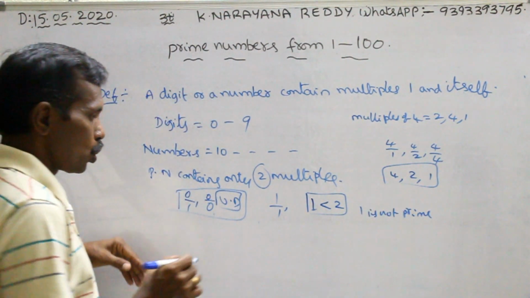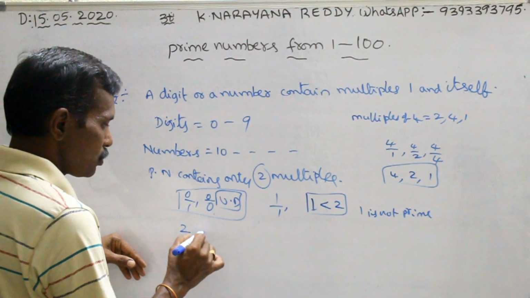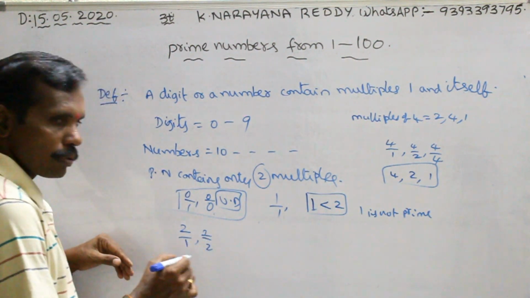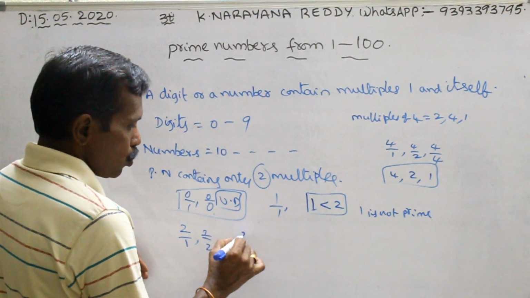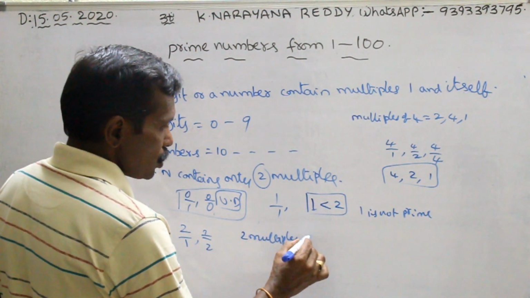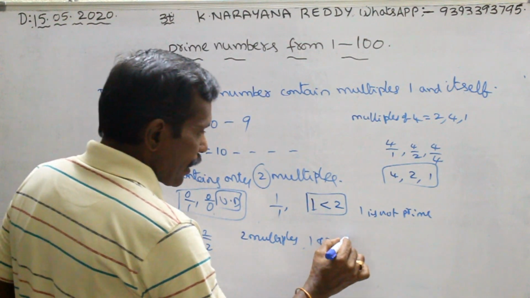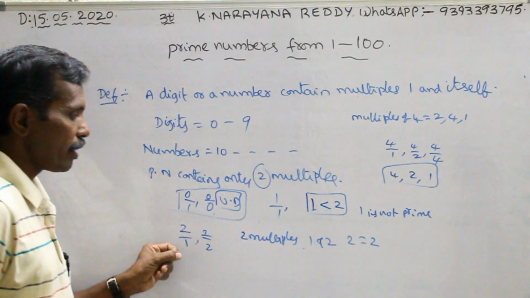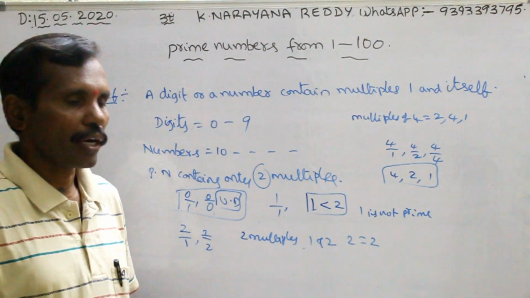Next you can take 2. Suppose 2 by 1, 2 by 2. How many multiples are there? Two multiples. What are those? 1 and 2. That is why 2 has exactly two multiples, and that is why 2 is a prime number. Okay.